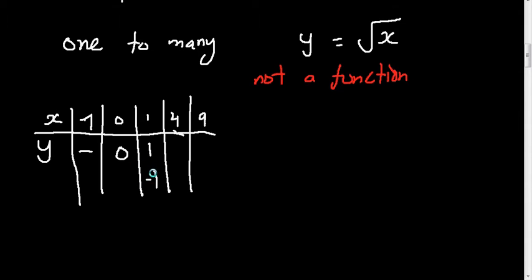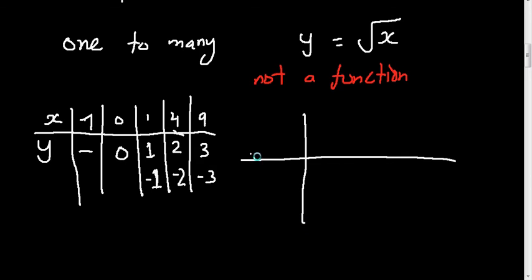So we end up with an awkward situation where we are getting two y coordinates for one x coordinate. This is a one-to-many situation. Same with the 4, because the square root of 4 is 2, and the square root of 4 is also equal to negative 2. Now let's try and sketch this.